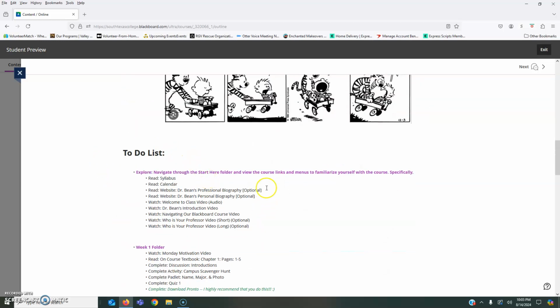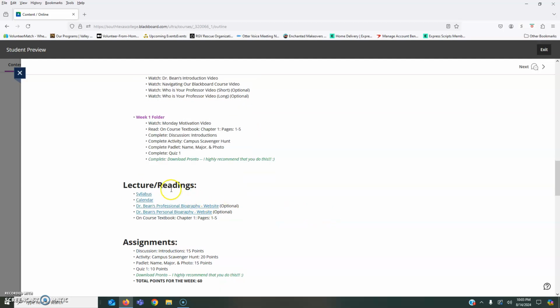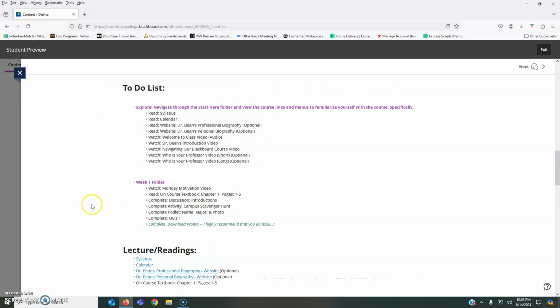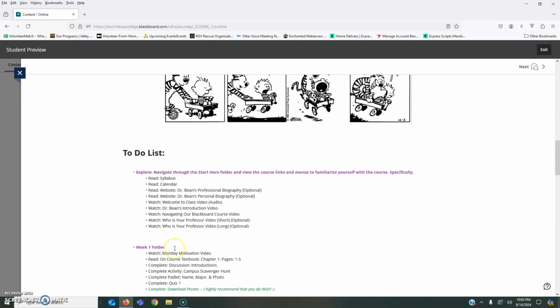And then you have the to-do list. Now the to-do list is telling you for that particular week, it's like your checklist of what you need to take care of, right? In terms of the lectures and the readings, the graded assignments, and the videos. So initially the to-do list just has everything together, and then you can see it's broken down by, again, lecture, readings, assignments, and videos. Now this first week, it may look a little overwhelming.